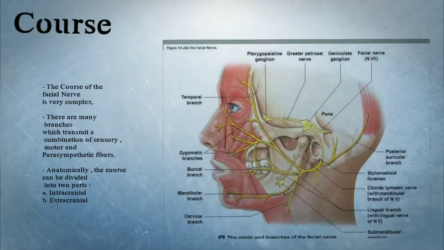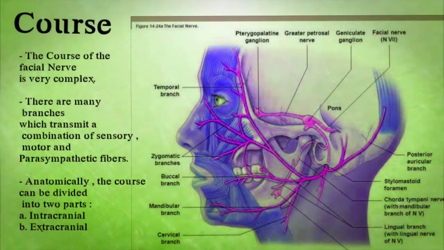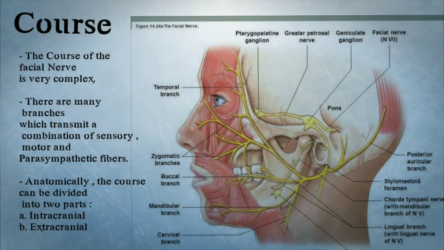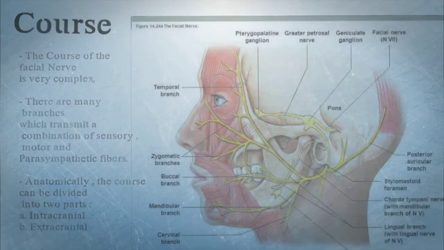Now next we'll be looking at the course of the facial nerve. The course of the facial nerve is very complex. The facial nerve has branches which transmit a combination of sensory, motor and parasympathetic fibers. Anatomically, the course of the facial nerve can be divided into two parts, intracranial and extracranial. The intracranial part is the course of the nerve through the cranium itself, and the extracranial part is the course of the nerve which is outside the cranium.